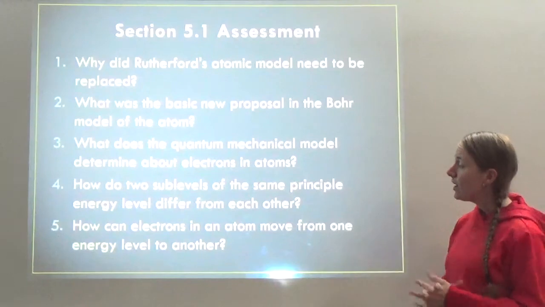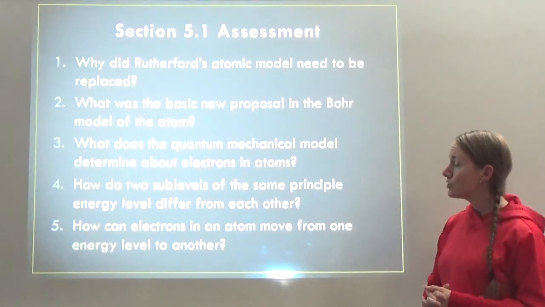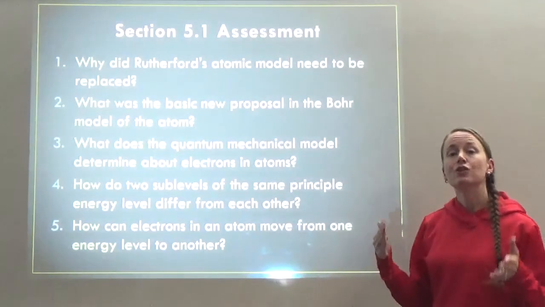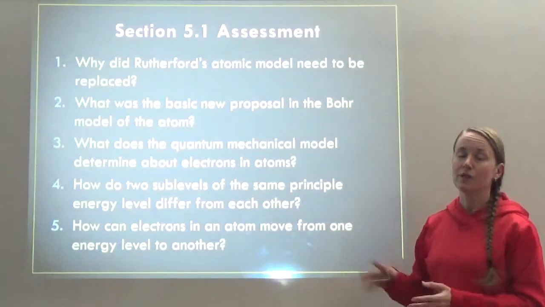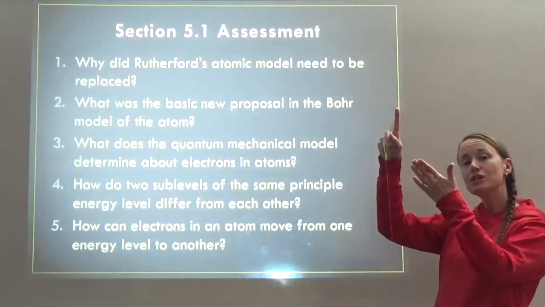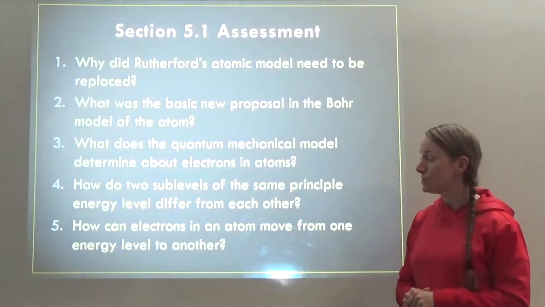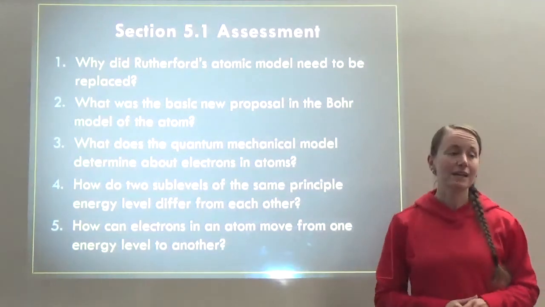So number 5, how can electrons in an atom move from one energy level to another? Well, they would need to either lose or gain energy. So if they want to move up, they would need to gain energy. If they would want to move down, they would lose energy. So they need to lose or gain energy.